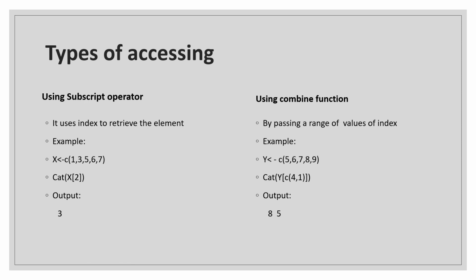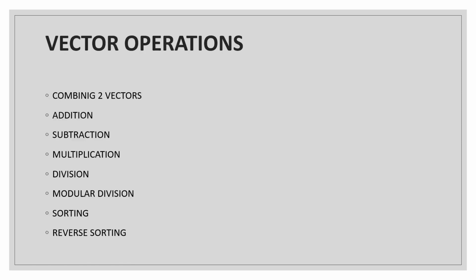Next, the other way of accessing the elements from vector is using combining function. So in this process we pass a range of value of indexes to get multiple elements at a time. So as you can see the example right here, y equals to c of 5, 6, 7, 8, 9. So if we give cat of y of c(4, 1) it will give the fourth indexed element and first indexed element. As you can clearly see that in y vector fourth indexed element is 8 and first indexed element is 5. So we will get both the elements, that is 8 and 5, as an output. So let us see what are the operations that can be performed on a vector.